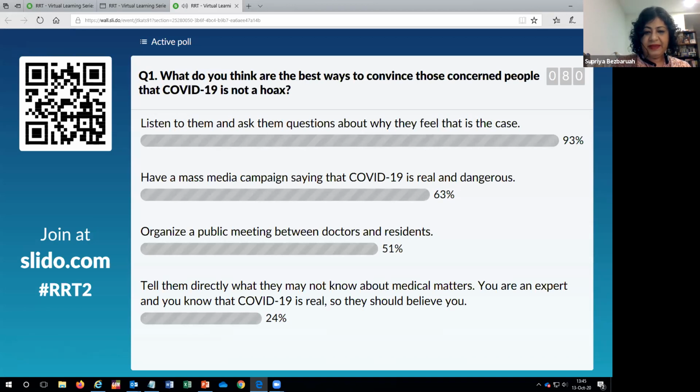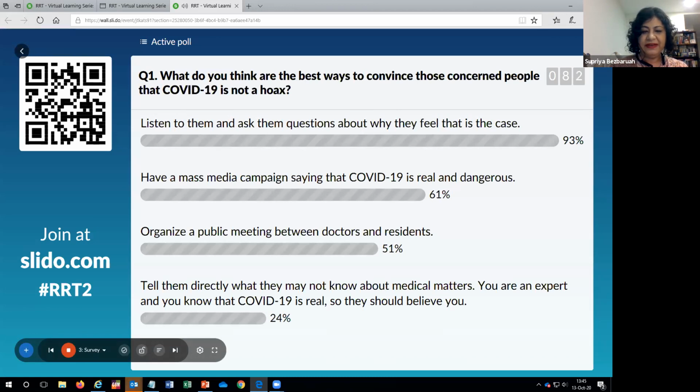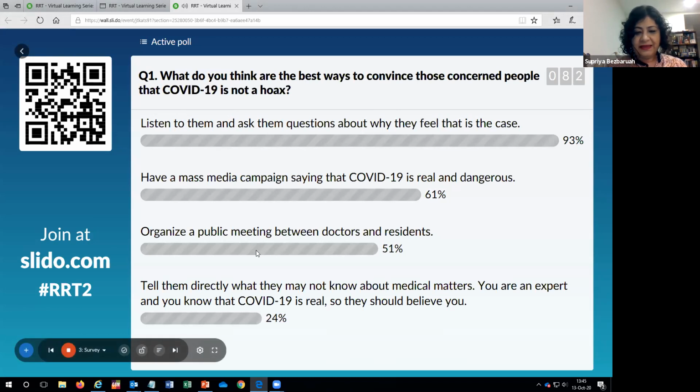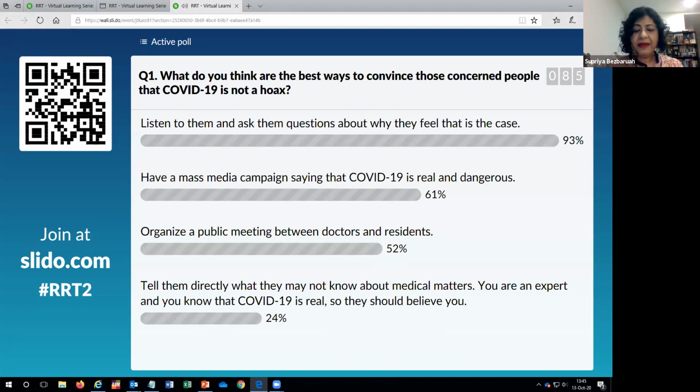Tell them that they may not know about medical matters. You are an expert and you know that COVID-19 is real, so they should believe you. And that's 24% of people who feel that way. On one hand, people tend to trust experts, but at the same time, people are also experts on their lives. So it's how you say it that will make all the difference.